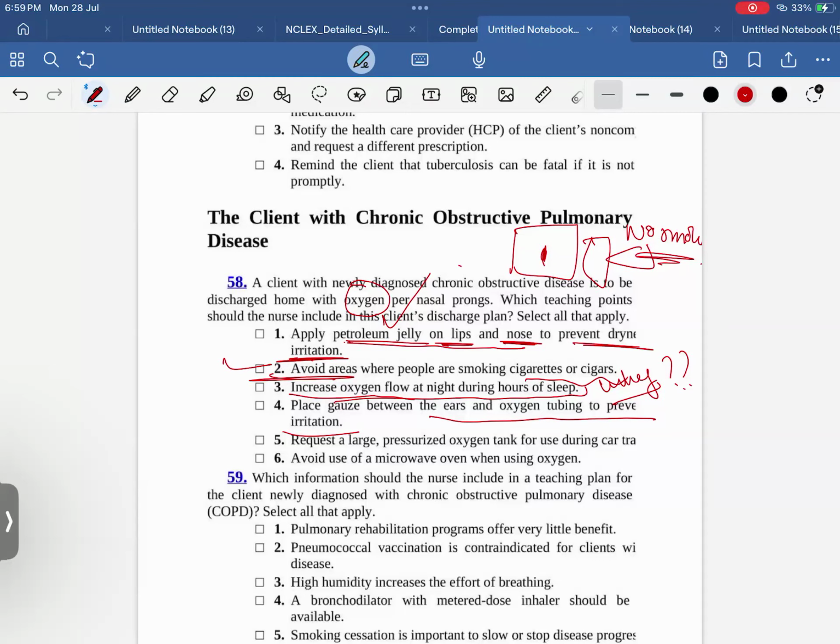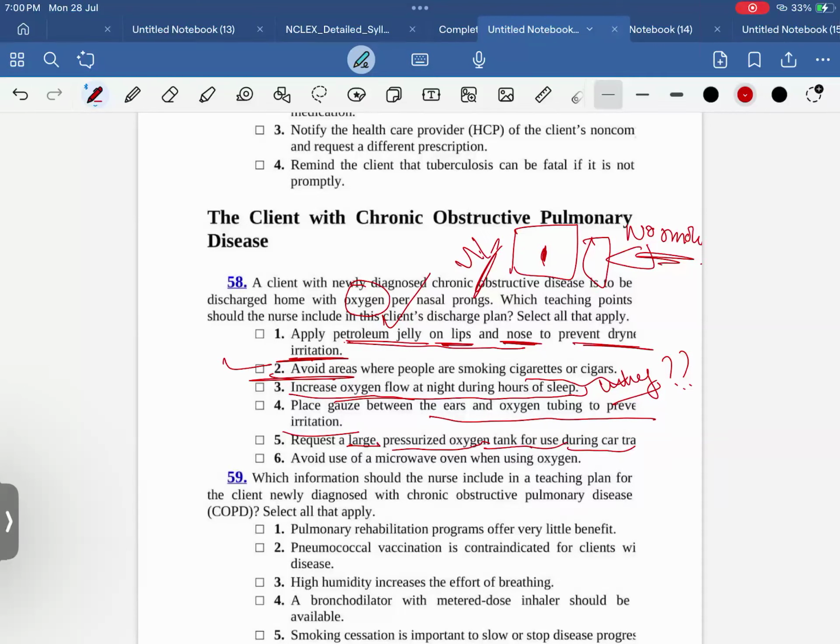Ma'am, 2 to 4 liters. 4 liters is the maximum where you can administer to the patient without any consent. Okay. Next, request a large pressurized oxygen tank for use during car travel.